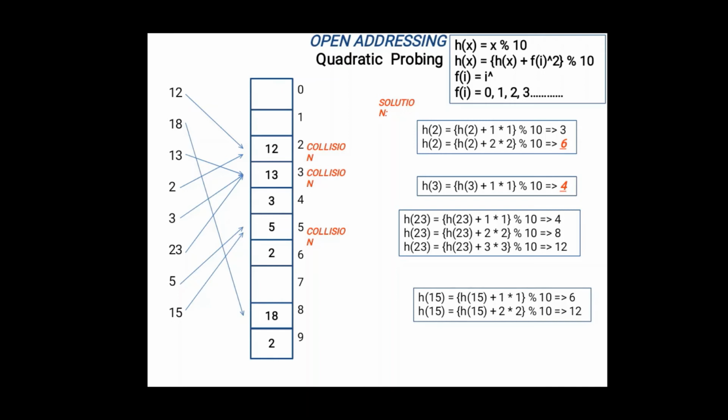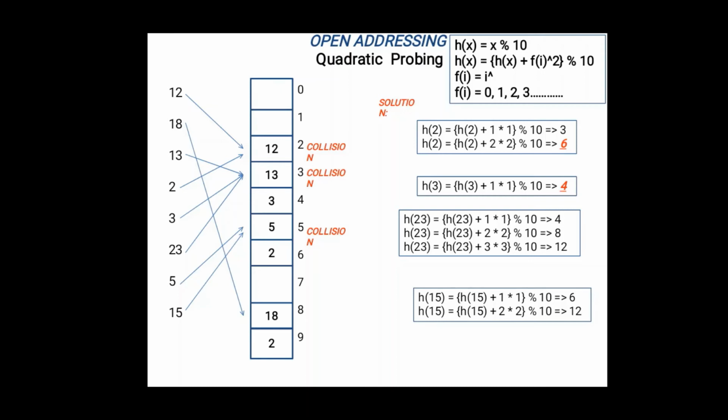So here h of 23 is equal to (23 plus 3 times 3) mod 10, which is equal to 12. So since the answer is 12 and we have only a size of 10 in our hash table, we had better ignore that one.